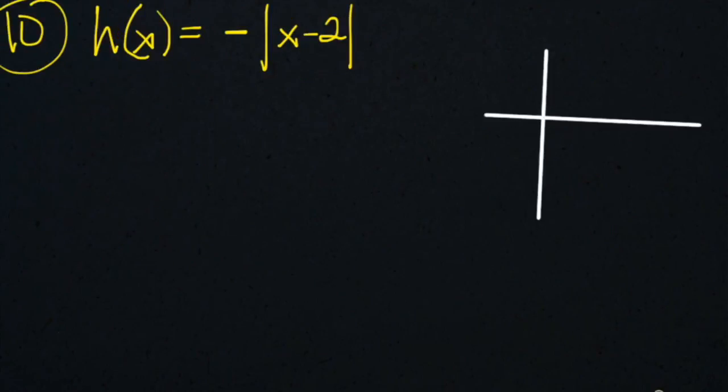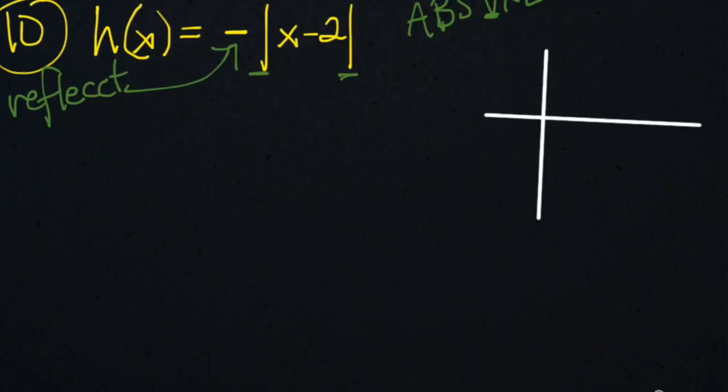Alright, number 10. Number 10, I got these beautiful vertical bars. Remember, that's an absolute value. Absolute value has a V shape. And now we've got some transformations. I have a negative out front. That's going to reflect it across the x-axis. So that's going to turn it upside down.